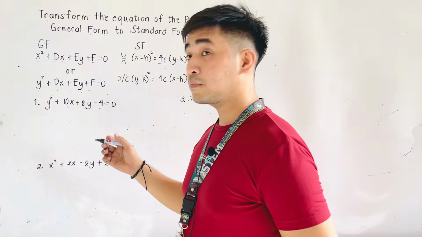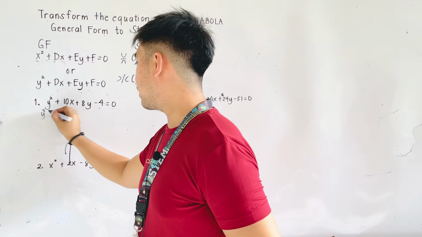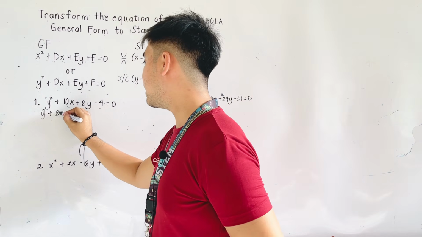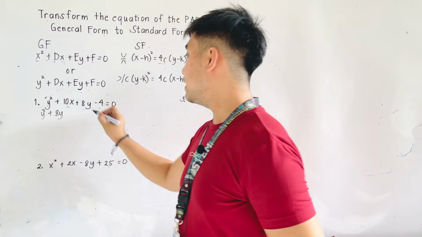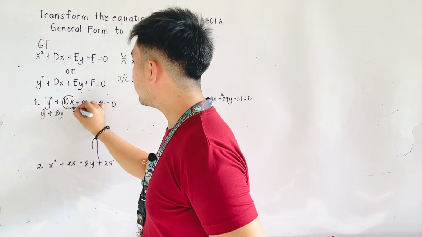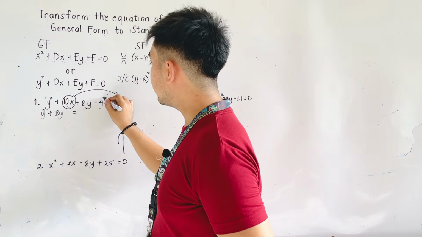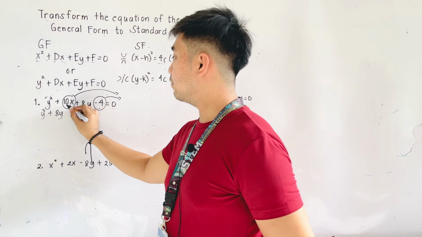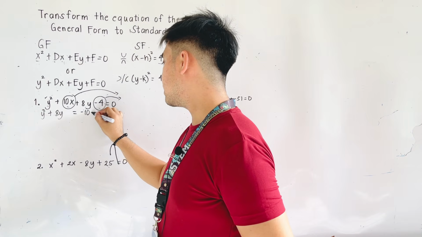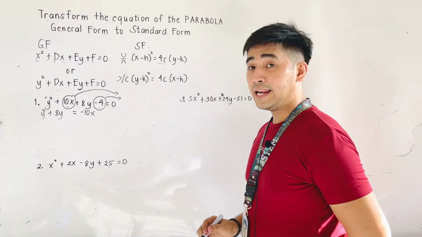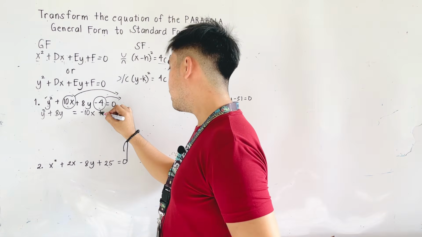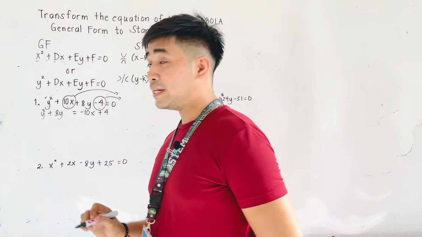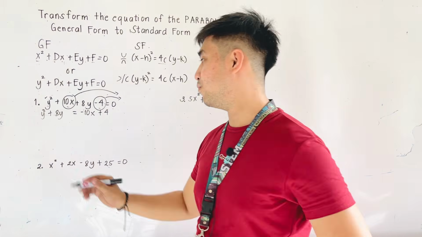So doing that, we will be having y squared plus 8y is now equal to, transferring 10x and the constant to the other side, negative 10x plus 4. If that is positive 10x, that becomes negative 10x. If that is negative 4, that becomes plus 4. Okay, so we're now ready to complete the square in terms of y.